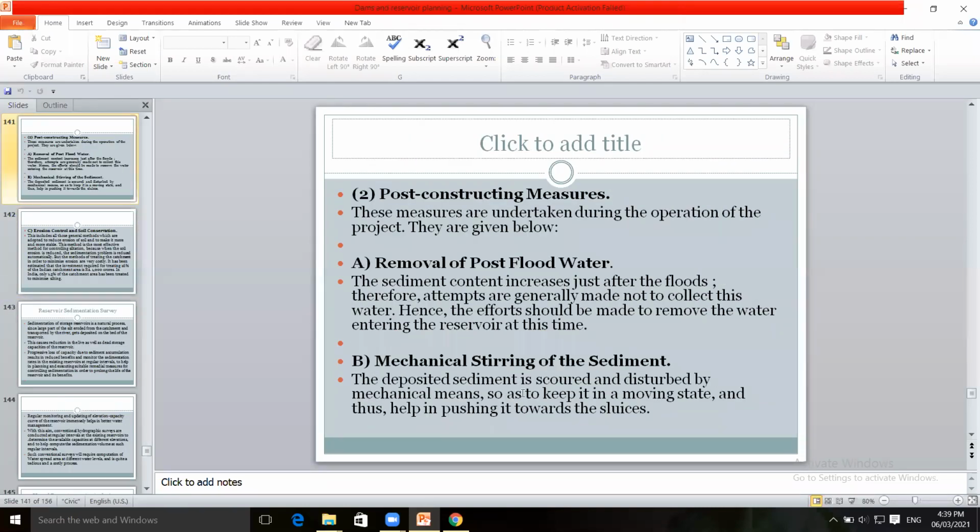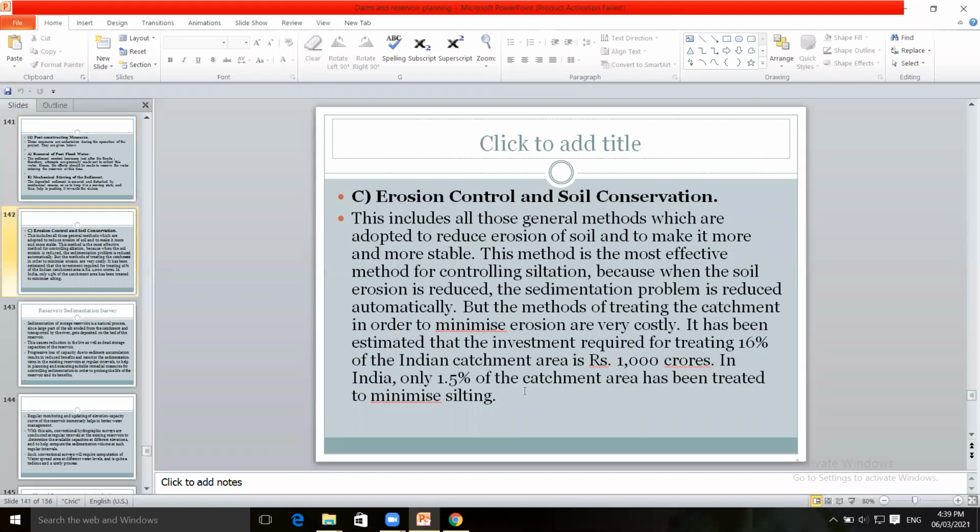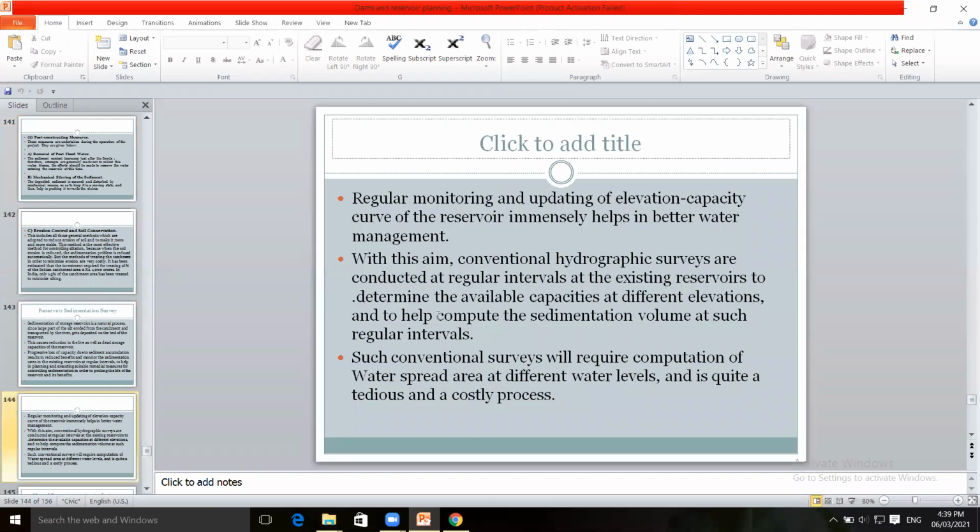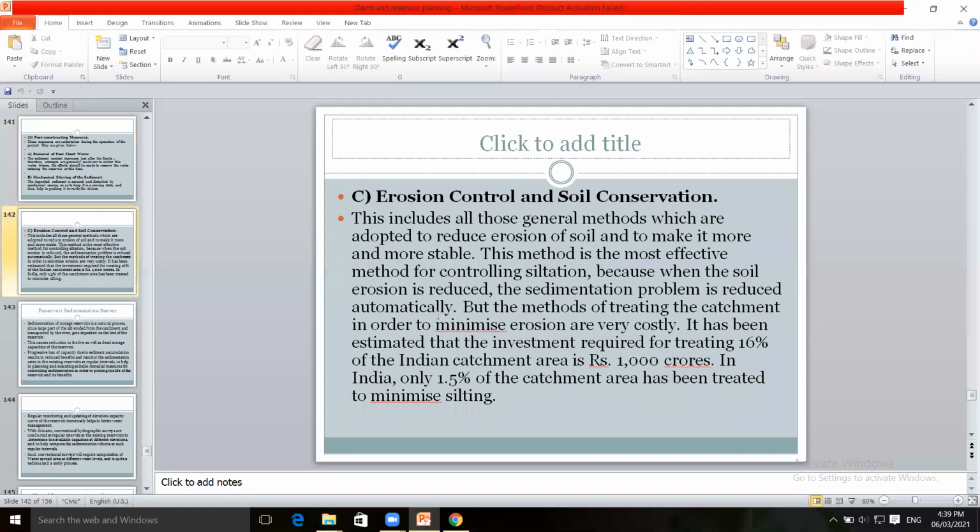This is the second method, post construction measure. And third one is erosion control and soil conservation. In this, some measures are taken to reduce erosion of the soil.